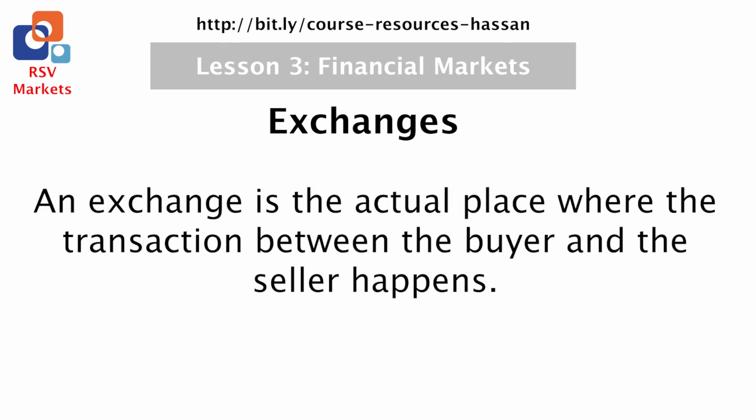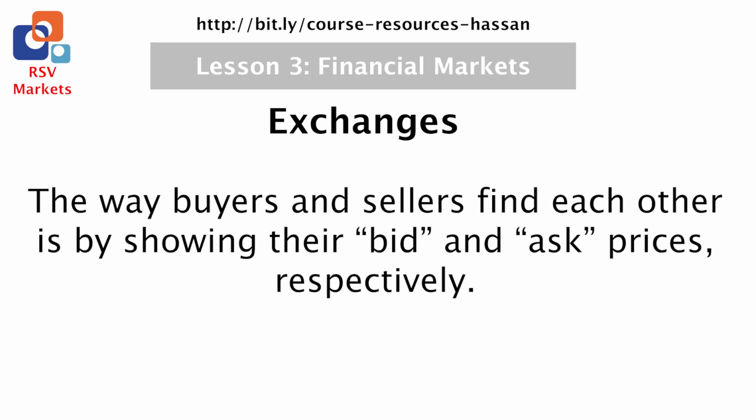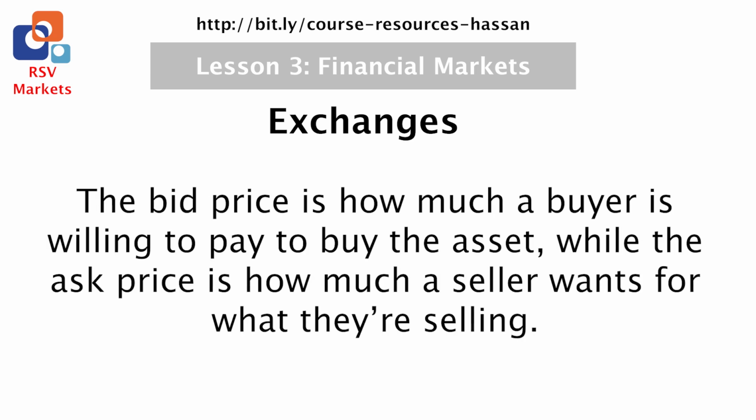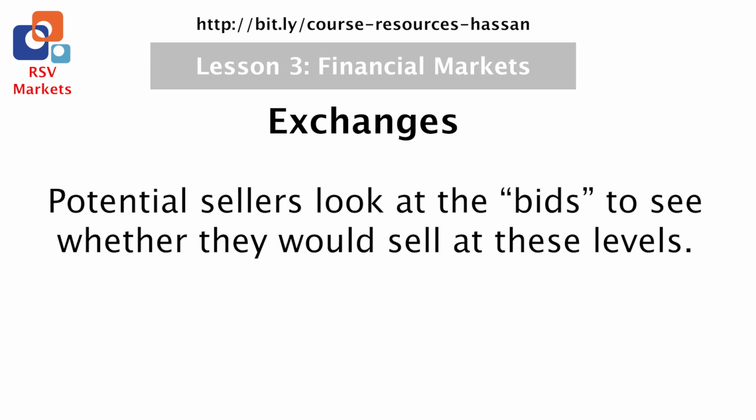Exchange. An exchange is the actual place where the transaction between the buyer and the seller happens. Think about it like the Amazon, eBay, or Alibaba of financial assets, where buyers and sellers find each other to make the exchange. The way buyers and sellers find each other is by showing their bid and ask prices respectively. The bid price is how much a buyer is willing to pay to buy the asset, while the ask price is how much a seller wants for what they're selling. Potential buyers would then look at all the list of asks and decide whether they want to buy these or not. Potential sellers look at the bids to see whether they would sell at these levels.